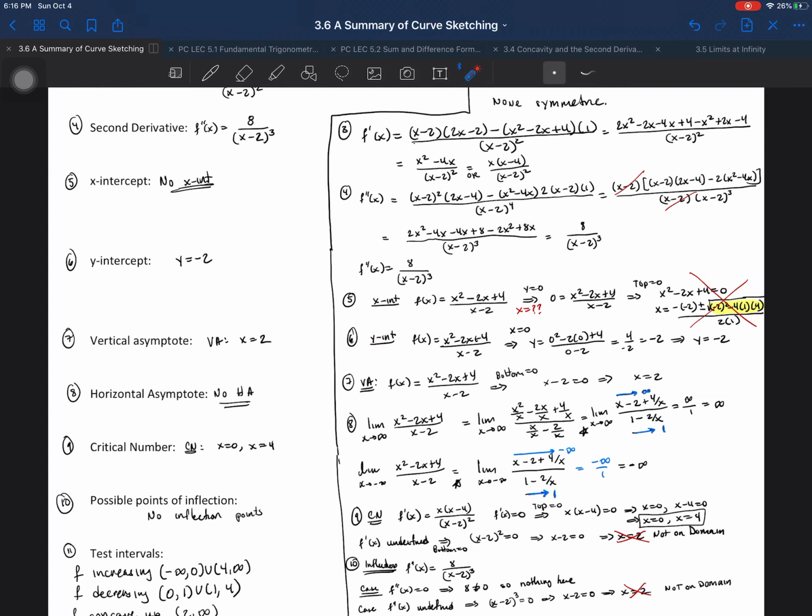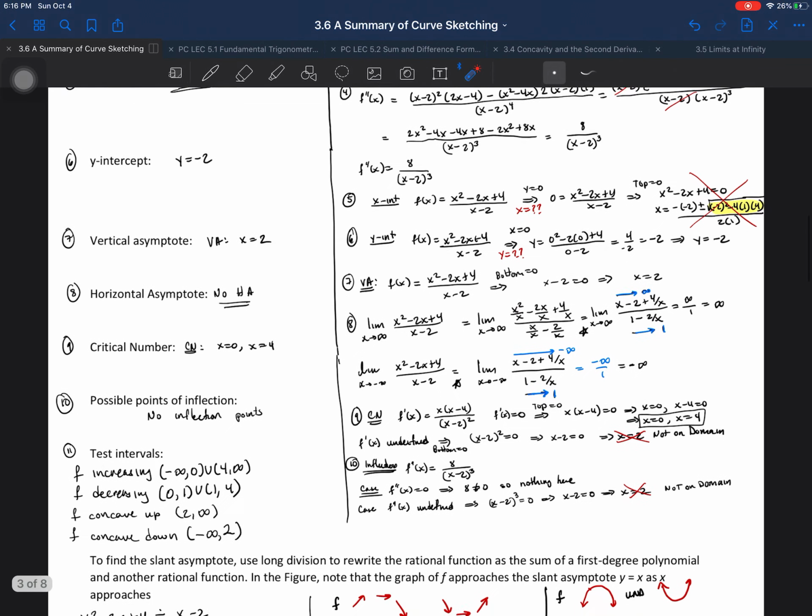What about the y-intercept? The y-intercept happens whenever x equals 0. So that means let x equal 0 and find y. Plug in 0 for x and solve. That will give you 4 over negative 2, which gives you negative 2, which gives you y equals negative 2. So that's your y-intercept.